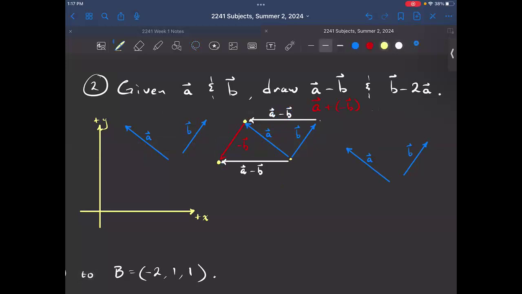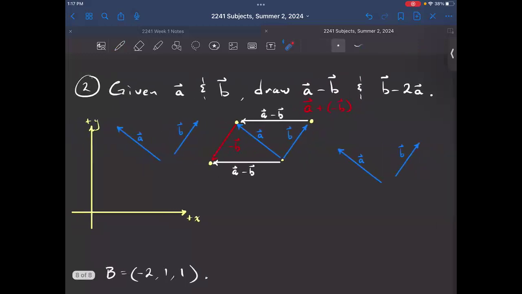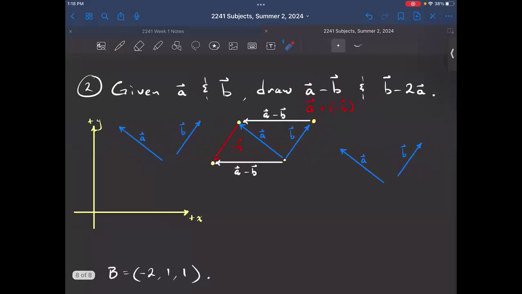If you can remember how that works, the difference of 2 vectors always points from the tip of the second one to the tip of the first one. Of course, you can also always just flip the vectors around and do this tip to tail method if you want. But that's a shortcut. All right, so what about b minus 2a now?